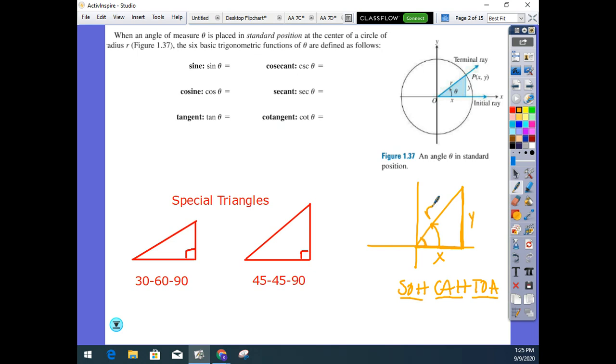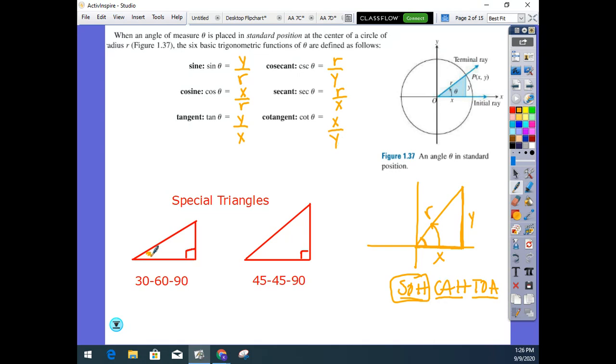So you want to think of sine as the y value over r, because that's really the opposite over the hypotenuse. Your cosecant, the reciprocal of sine, is r over y. Cosine is x over r. Secant is the reciprocal of cosine. Tangent is y over x. Cotangent is the reciprocal. This is what you need to know inside, outside, upside down. And then what we're going to do with it is use our special triangles to solve stuff.